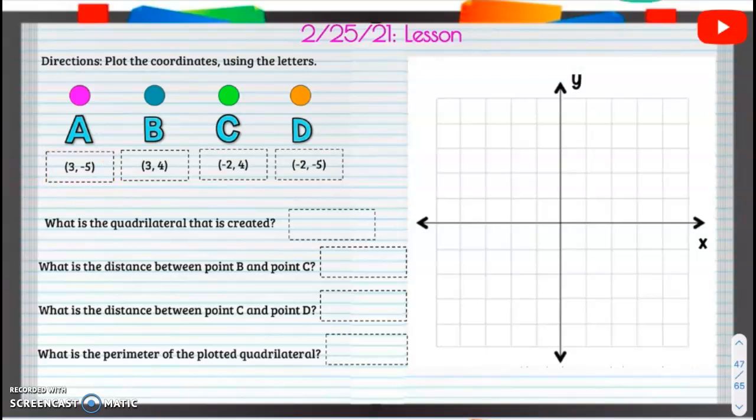So if we start here, we're going to go +1, +2, +3. Then we'll go down -5: 1, 2, 3, 4, 5. So we're going to have a point down here. Here's our point A. This is where A is at.